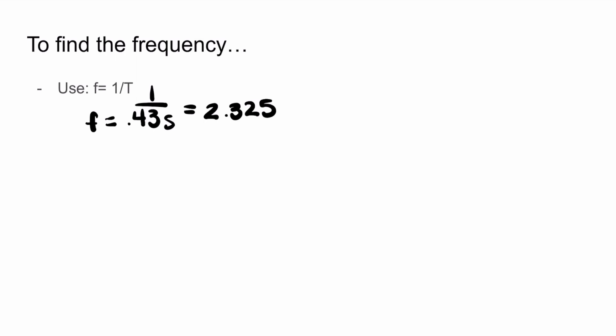To find the frequency, we're going to be using F equals 1 over T. So our time was 0.43 seconds. So F equals 1 over 0.43 seconds. And this is going to give us about 2.325. And then it wants it in revolutions per second. So that is our final answer for this part.